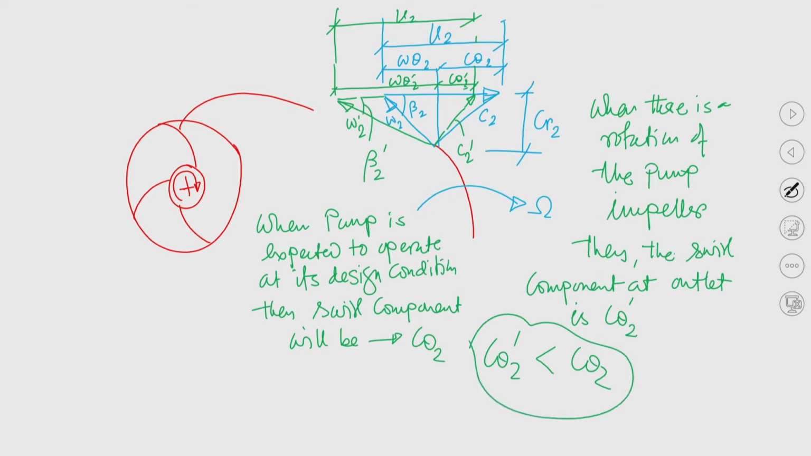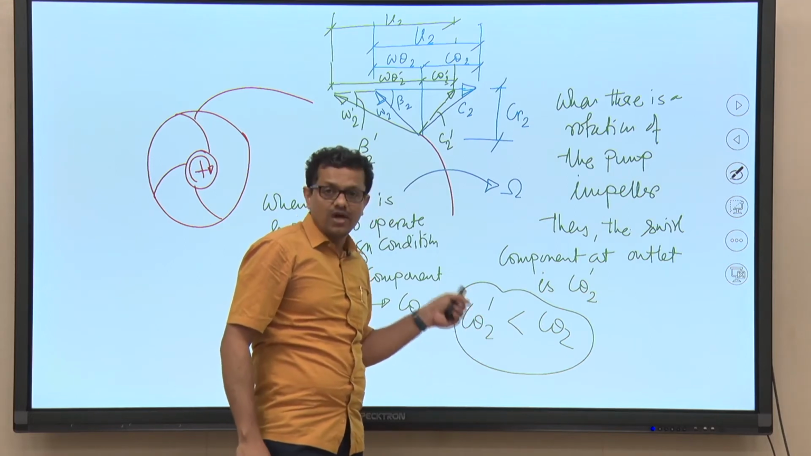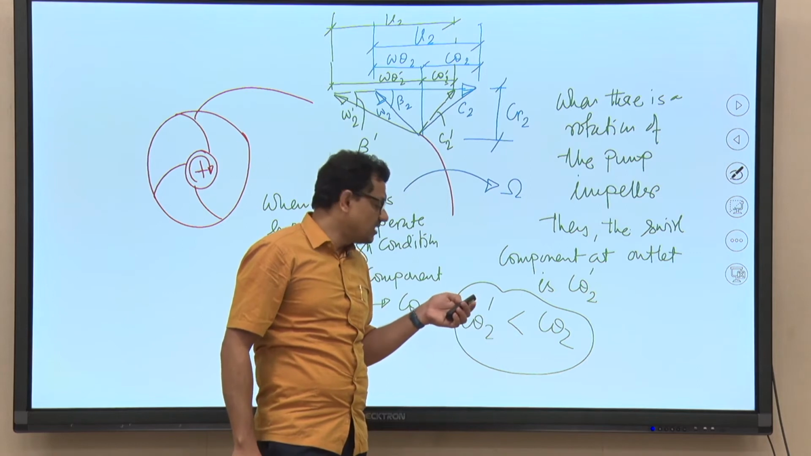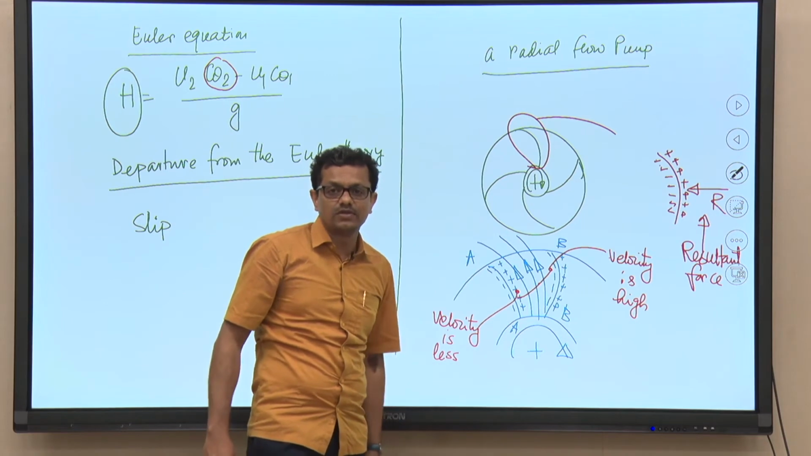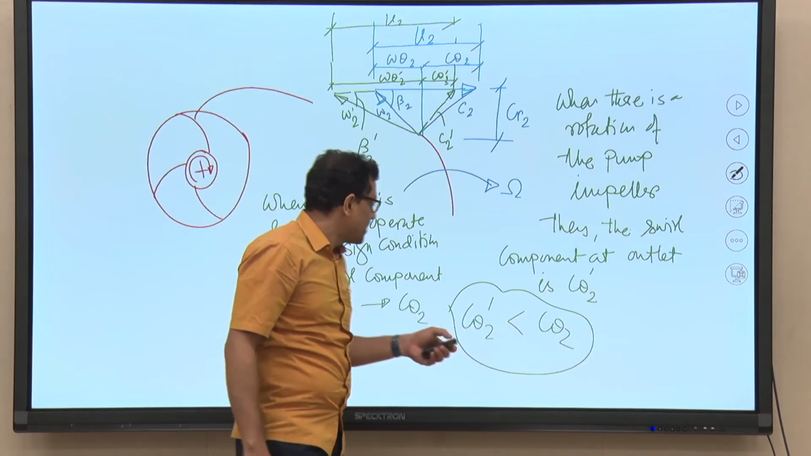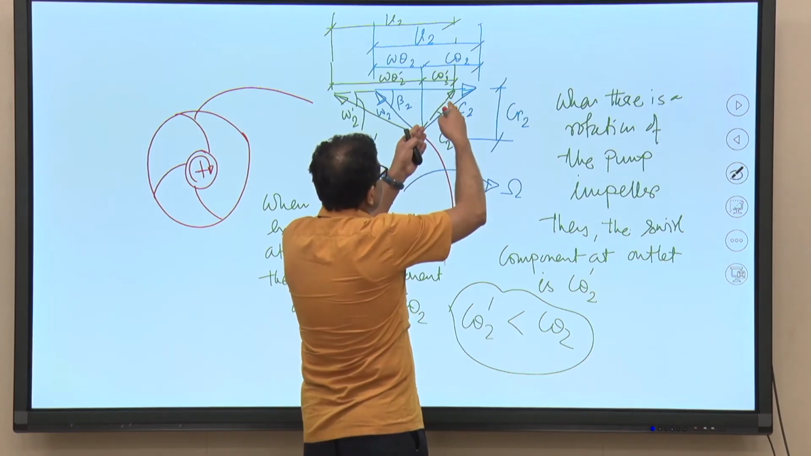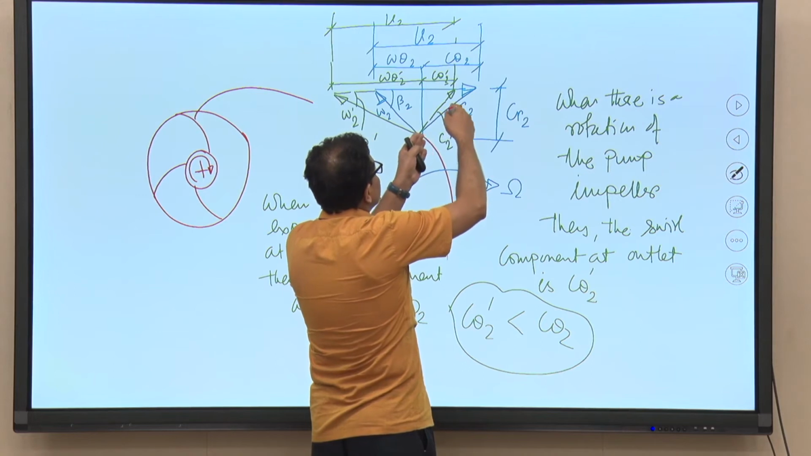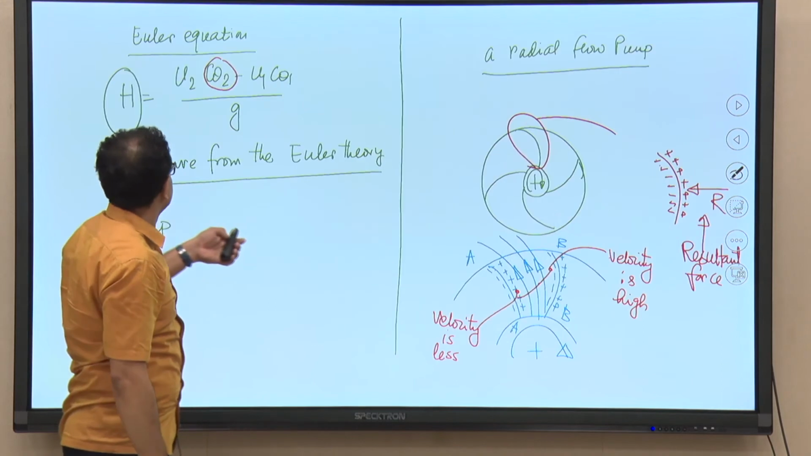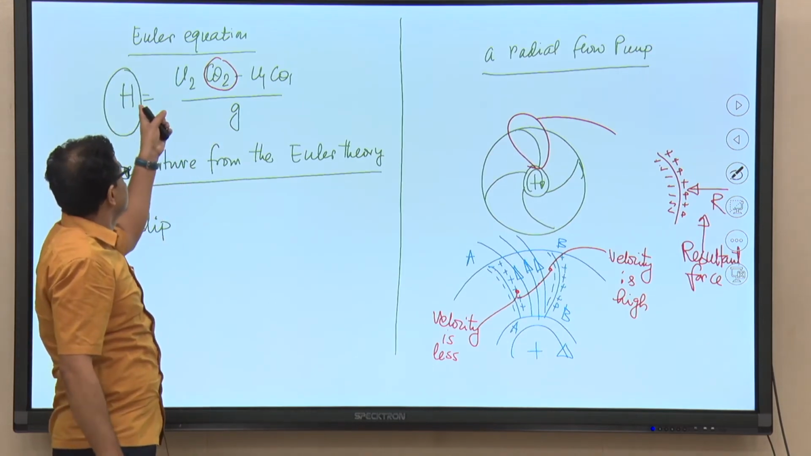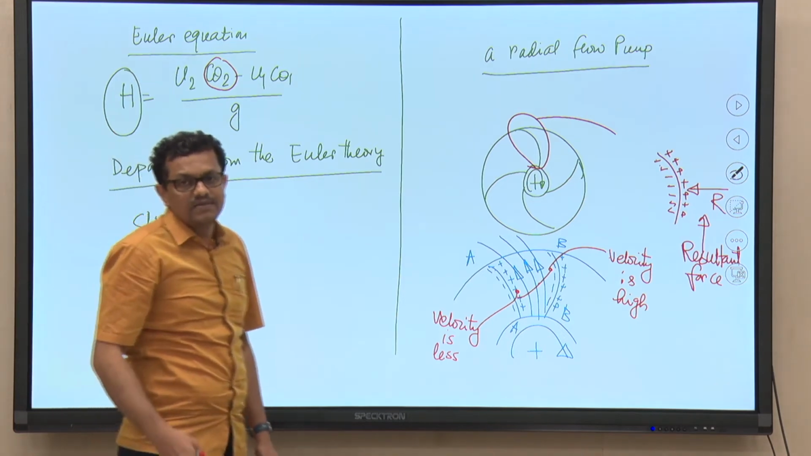So basically we are getting diminished swirl component of velocity at the outlet, and that is solely because of the existence of the non-uniform velocity distribution in the flow passage. We are expecting to get the swirl component of velocity at the outlet as C theta 2, but we are getting C theta 2 prime. So if we go back to the slide wherein the head developed by the pump, if we try to predict using this Euler equation, it will not be achieved in practice.